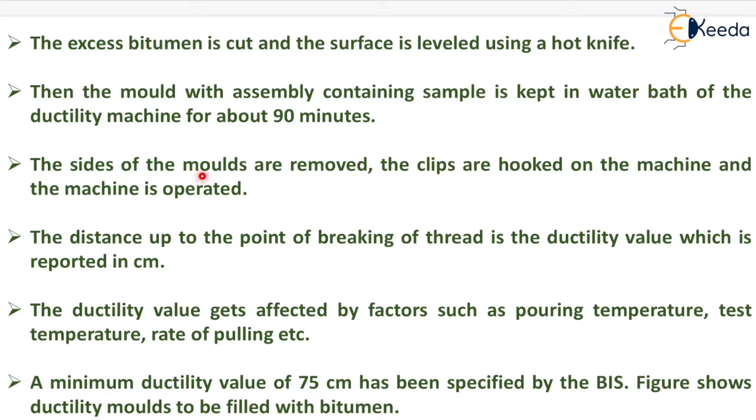The sides of the molds are removed, the clips are hooked on the machine and the machine is operated. The distance up to the point of breaking of the thread is the ductility value, which is reported in centimeter. The ductility value gets affected by factors such as pouring temperature, test temperature and rate of pulling, etc. A minimum ductility value of 75 cm has been specified by the Bureau of Indian Standards.